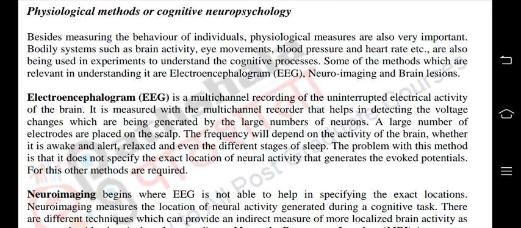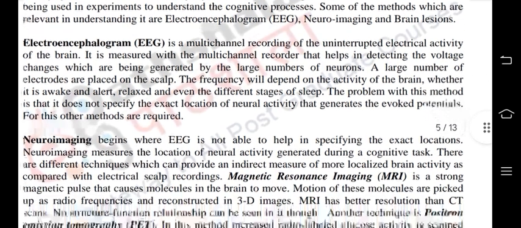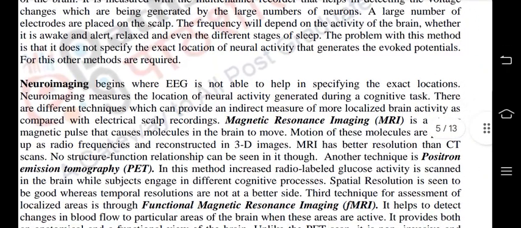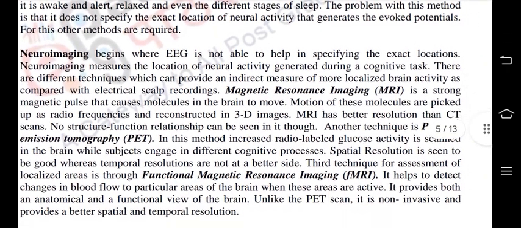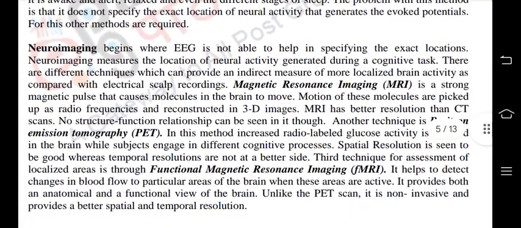The problem with this method is that it does not specify the exact location of the neural activity that generates the evoked potentials. For this, other methods are required. Neuroimaging begins where EEG is not able to help in specifying the exact locations. Neuroimaging measures the location of neural activity generated during a cognitive task.